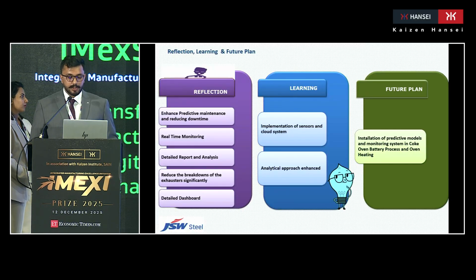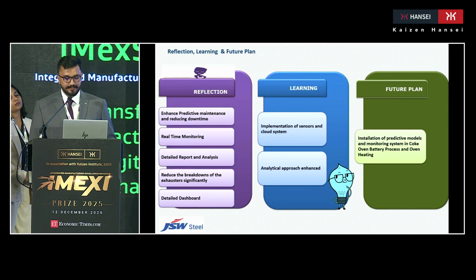And our future plan is to install these predictive models inside the coke oven battery and all process critical and production critical plants inside our unit.